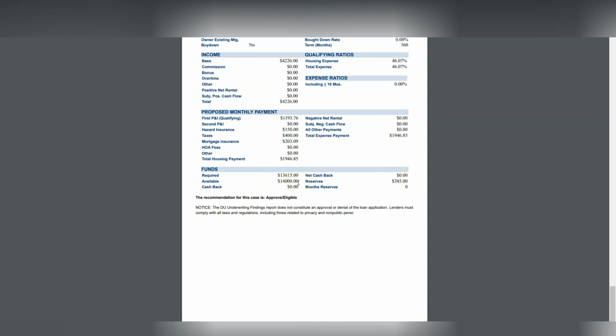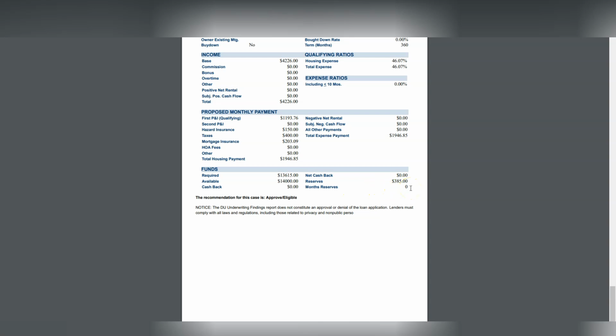assets if they have a retirement account, if they have additional savings accounts. And if this says, for example, instead of $14,000, it says $40,000, then we'll have more in reserves and we'll have more months in reserves as well, which affects the DU findings. So when you run it through the system, if you initially get a denial and then after that you get an approval, then it might be because you have those additional months of reserves.